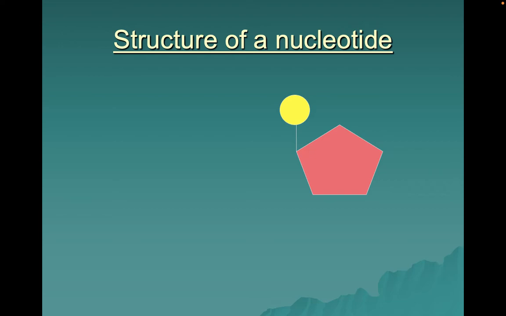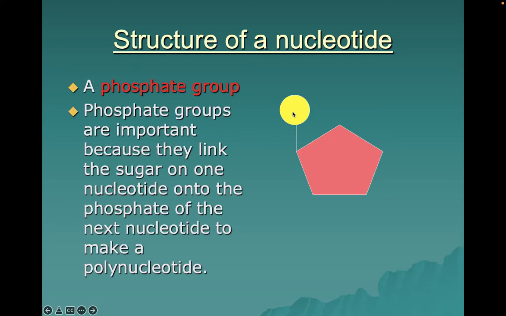So, moving on to the next component. The next component is the phosphate group, as I said, in most cases represented by this little circle. The importance of these groups is to link one nucleotide to the next one. You have these alternating phosphate groups and pentose sugars connecting one nucleotide to the next one.